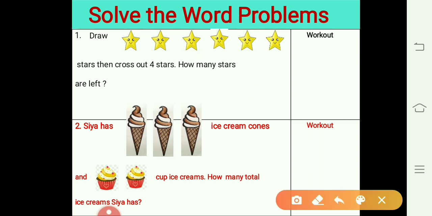And my dear students, you will solve the sum here. Next one is the second one. Sia has 3 ice cream cones and 2 cupcakes. Ice creams. How many total ice creams Sia has? Total. Again, this word is indicating what you have to do, whether you have to add or you have to minus. And don't forget, you have to do the calculation over here.